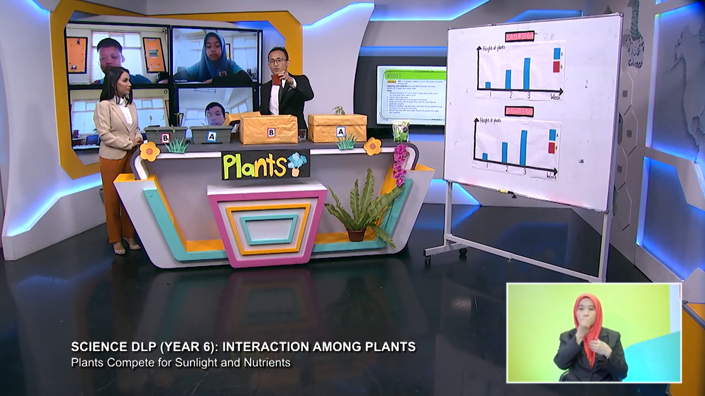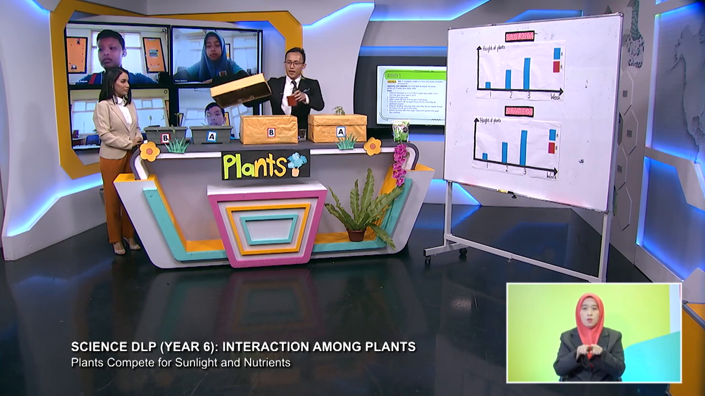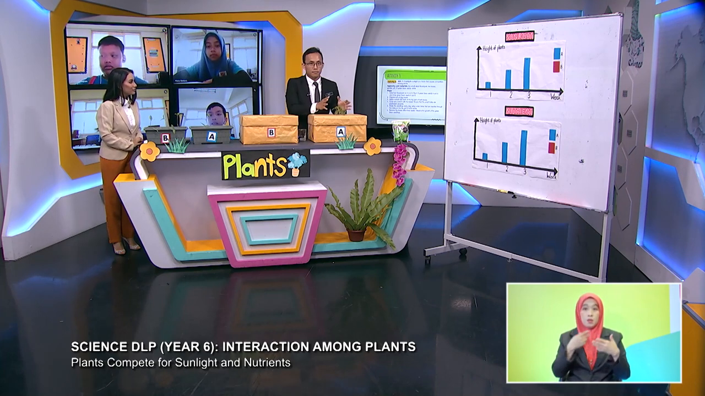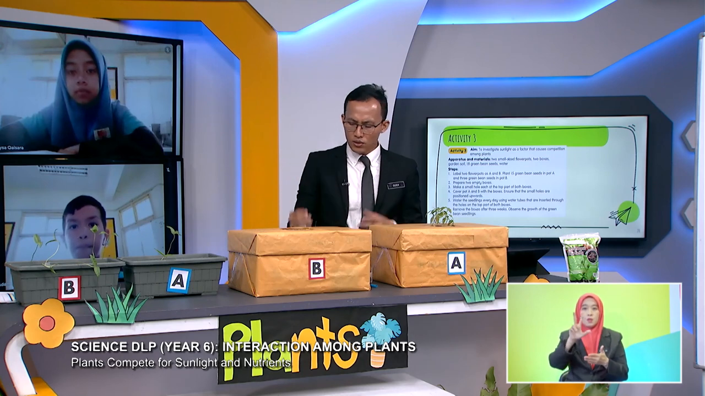Potted plants, let's be the same size. And then one of it will have 15 seedlings, and the other one will have 3 seedlings. After conducting this experiment for 3 weeks, and not to forget, we have to water the plant. But this one is a bit challenging. Why? Because you cannot lift up the box.